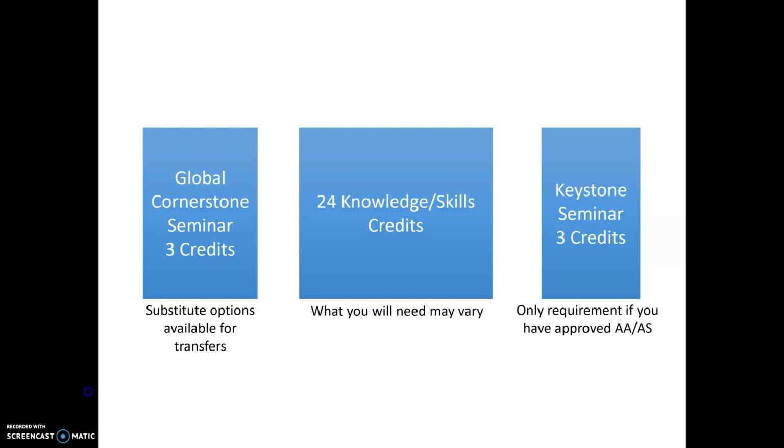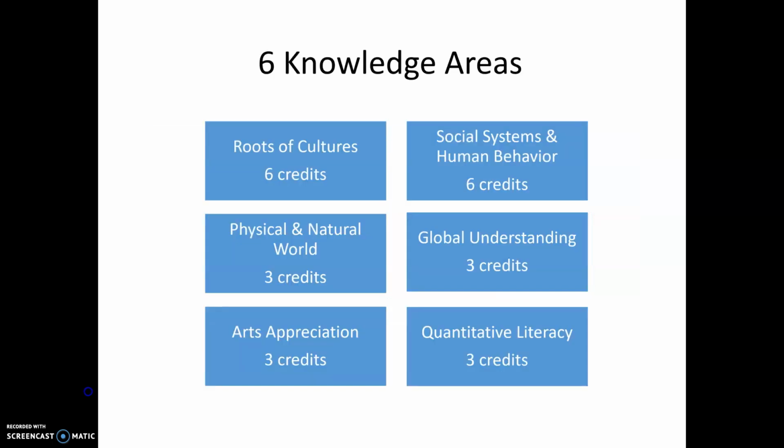Here is the Global Citizenship Program laid out. The Global Cornerstone Seminar, or the substitution option, would consist of 3 credits. Most majors require 24 credit hours over the knowledge and skill areas, and what you may need will vary depending upon the amount of and the type of transfer courses you're bringing in. All students will complete a Keystone Seminar. If you are transferring in an approved associate's degree, which we'll cover in greater detail in a few slides, this will be the only GCP course you would need.